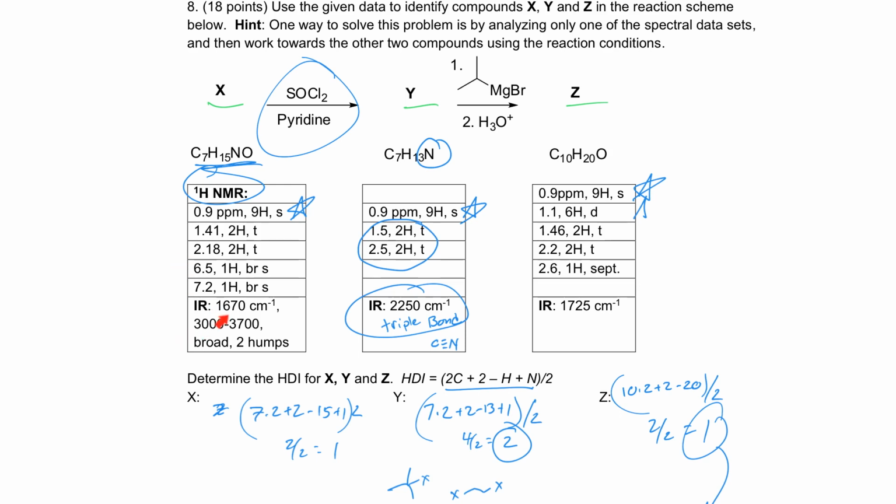Then for the IR, we've got 1670, which is a shifted carbonyl maybe, or maybe it's a CC double bond, but since there's an O here, it's likely there's a carbonyl. We've got these 2 broad humps and a broad signal at 3000 to 3700. That's often indicative of OH or NHs, and because there's 2 humps, this is probably an NH2. And we know that, so we've got an NH2, we've got these 2 broad signals, those probably are from the NH2. And I have 1 probably carbonyl signal.